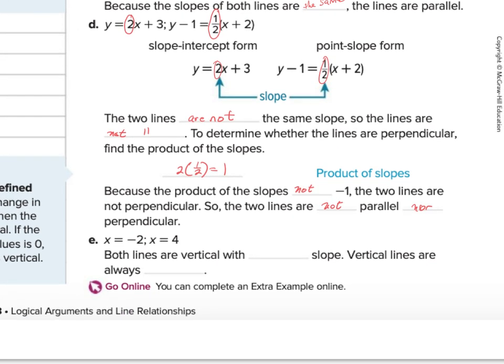Oh, here's two easy ones right here. X equals, x equals. Those are two vertical lines, and we know that both lines are vertical with the same slope. And vertical lines are always parallel. So again, not a lot of math here sometimes, as long as you're able to apply what we know and understand, moving back and forth between algebra and geometry.